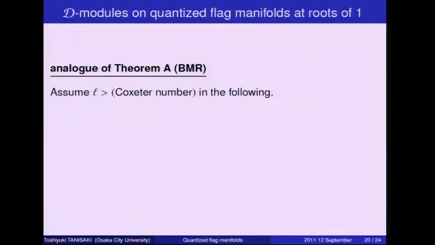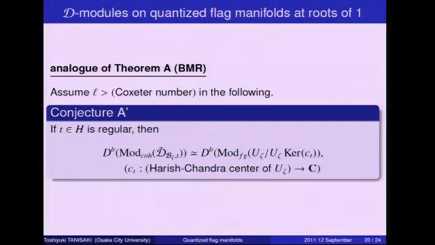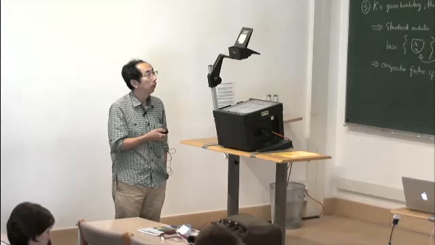Yeah, I assume that L is greater than the Coxeter number in the following. I'm not so sure whether I really need this condition, but I assume this anyway. And unfortunately, I cannot prove an analog of theorem A in this situation. So this is a conjecture, corresponding to theorem A: conjecture A prime.